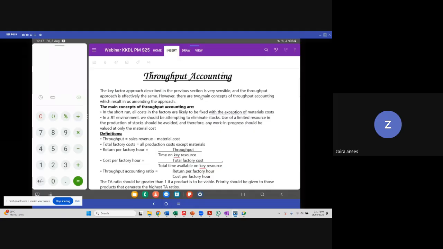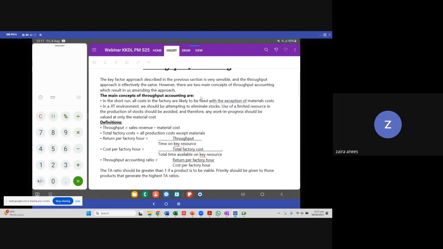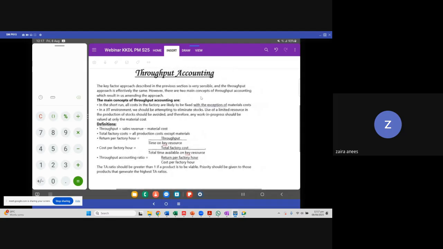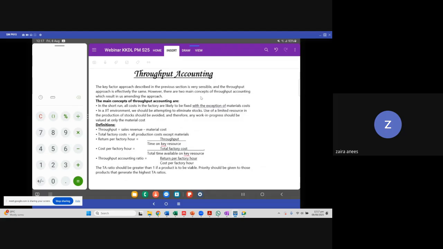Activity-based costing, life cycle, target costing, these three things are generally easier versions for students. Students actually are not quite comfortable with throughput accounting, as far as I know from experience. So let's quickly discuss the basic concepts of throughput accounting, throughput costing, and then we will move back.